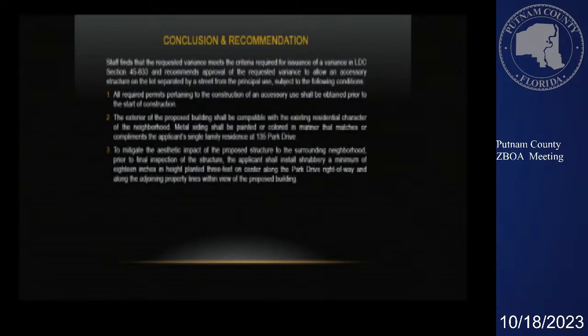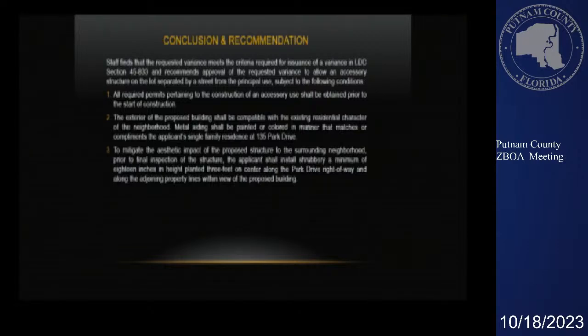Staff finds that the requested variance meets the criteria required for the issuance of a variance in LDC section 45-833 and recommends approval of the requested variance to allow an accessory structure on the lot separated by the street from the principal use, subject to the following conditions. All required permits pertaining to the construction of an accessory use shall be obtained prior to the start of construction. The exterior of the proposed building shall be compatible with the existing residential character of the neighborhood.